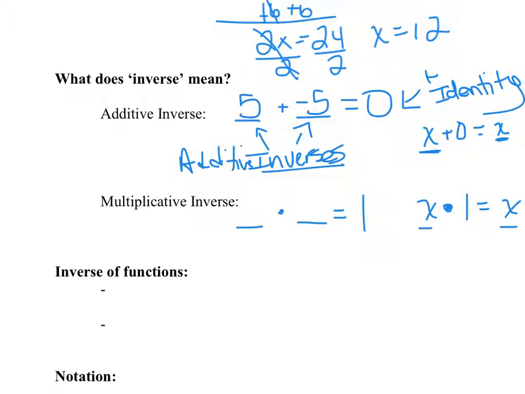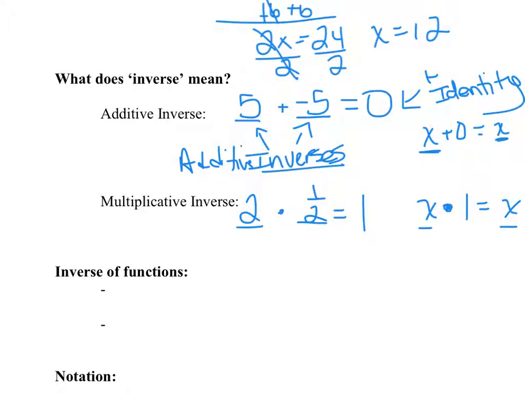So let's start with 2. What is the multiplicative inverse of 2, or what is the inverse of 2? Well, it's simply a half. It's multiplying by the reciprocal, but it's the same idea as if I just divided by 2. Multiplying by its reciprocal is the same as dividing by it.